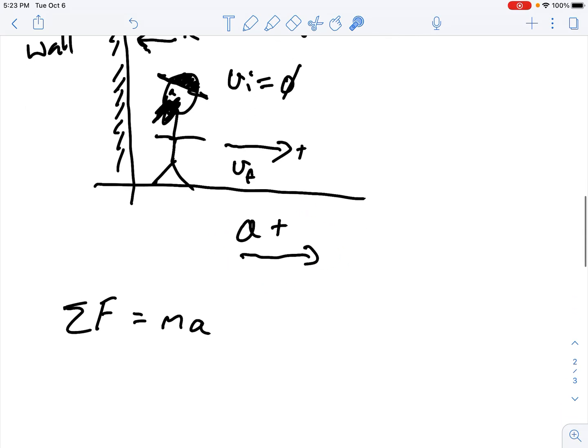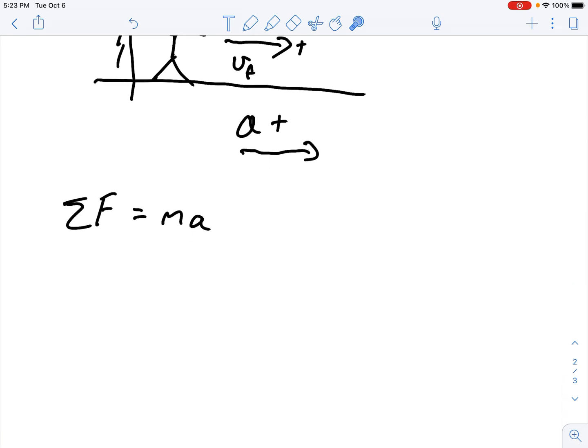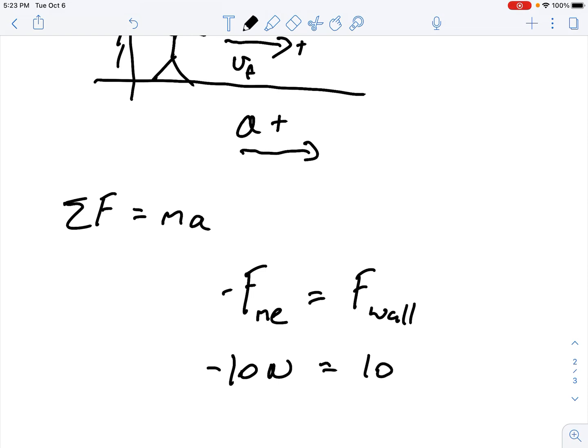That is where Newton's third law comes in. Newton's third law says that for every action there's an equal and opposite reaction. So if I push on the wall in the negative direction, Newton's third law says the wall will push back in the positive direction with an equal force. So just to put a number on it, if I push with negative 10 newtons, the wall would have to push with a positive 10 newtons. For every action, there's an equal and opposite reaction, okay?